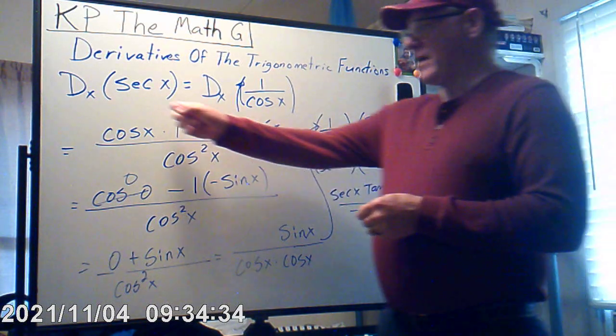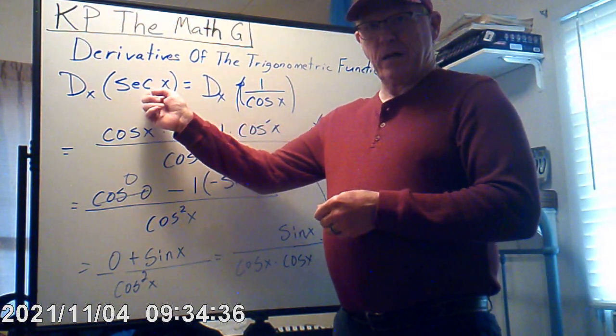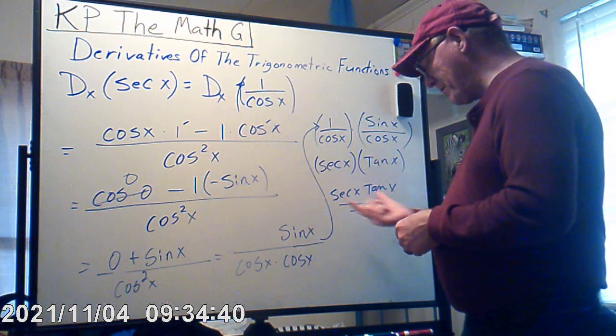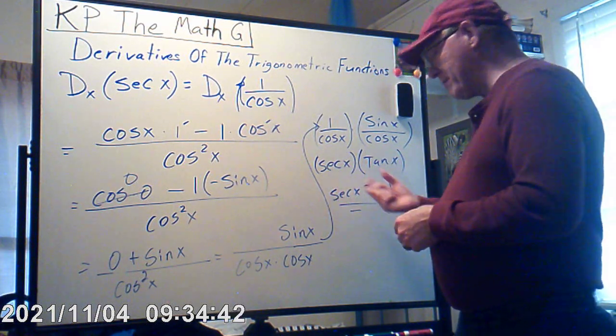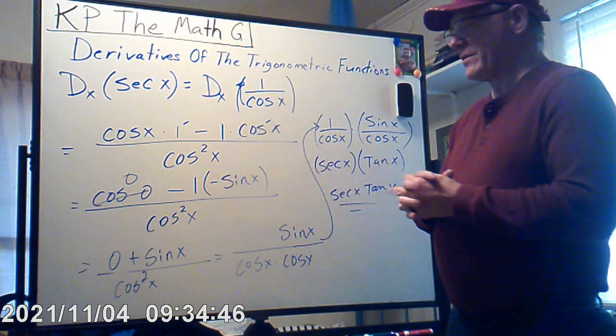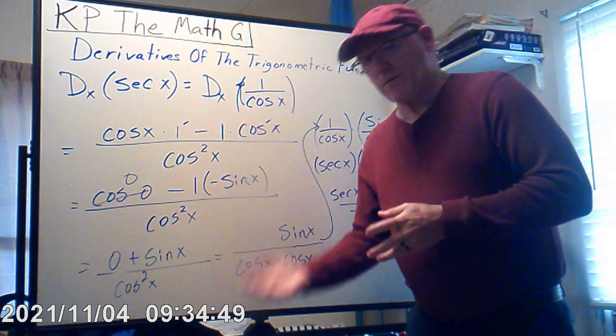You could do the same thing for cosecant x. You'll get the same result here, except it won't be secant tangent. It will be negative cosecant cotangent, and you get the same idea is what I'm talking about here.